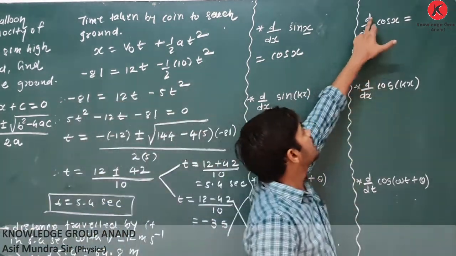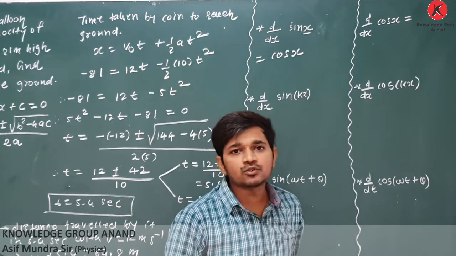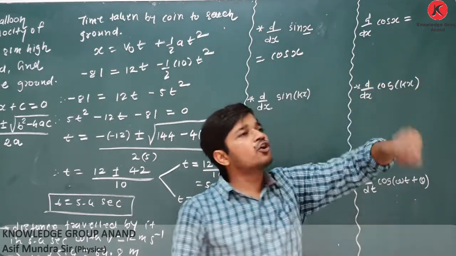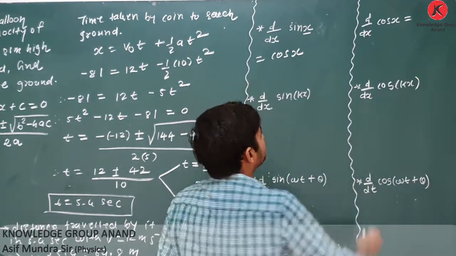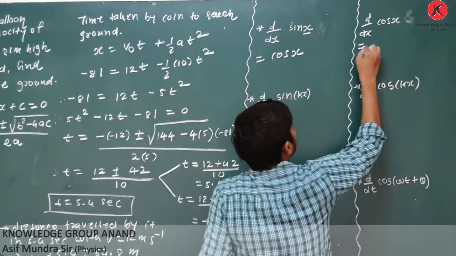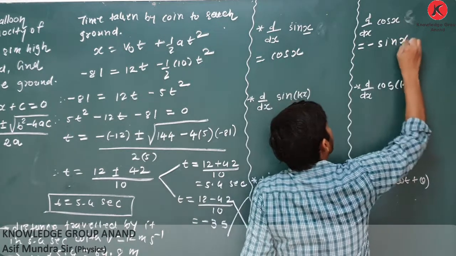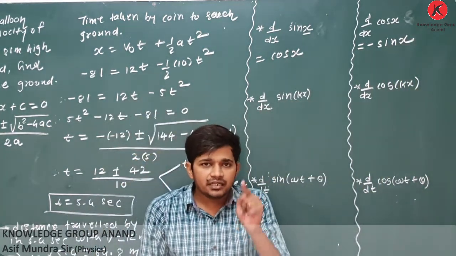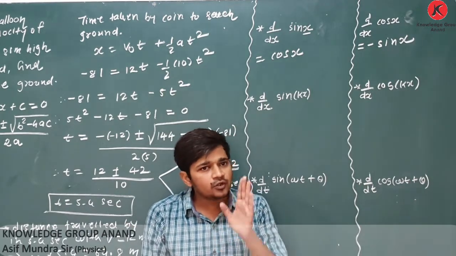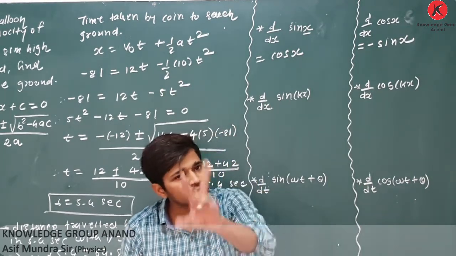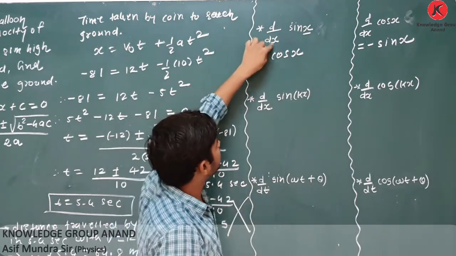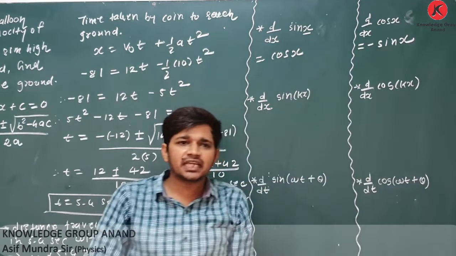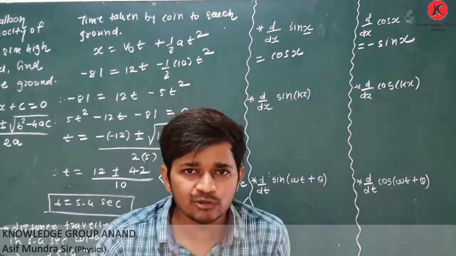Here, d by dx of cos x is equal to, differentiation is with respect to x, and the angle of cos is only x. Then what is its differentiation? It is minus sin x. So you have to remember one equation, d by dx of x raised to n is equal to n x raised to n minus 1, and two more equations: d by dx of sin x is cos x, and d by dx of cos x is minus sin x. Clear about this?